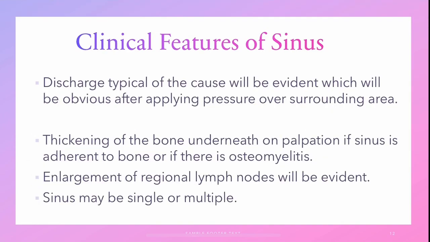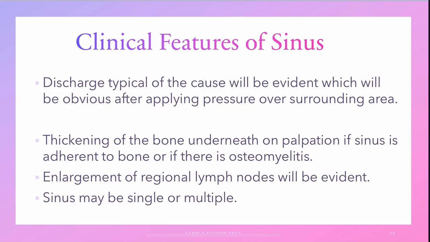Moving on to the next points, we have the discharge, which is typical of the cause. If there is TB, the typical discharge will be there. In actinomycosis, the typical discharge of that condition will be observed. It will be evident after applying pressure over the surrounding area. You saw in the pictures, sometimes it comes out spontaneously, and if you want to see the discharge sprouting out, you just have to put a little pressure on the surrounding area.